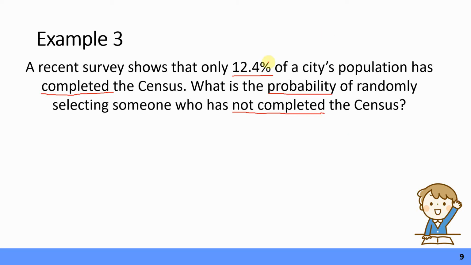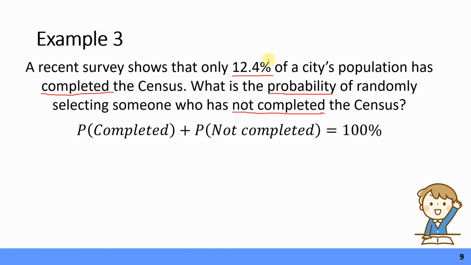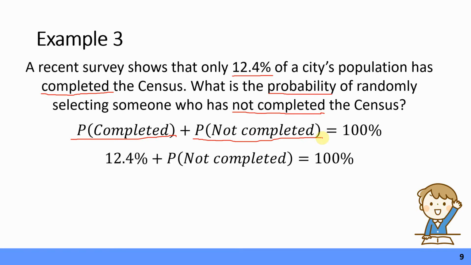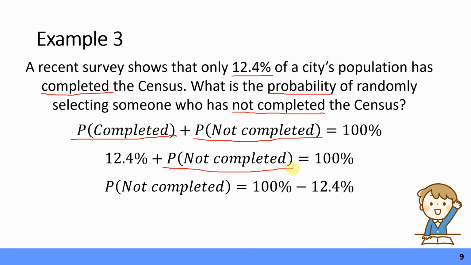So again, as soon as you see a percent, you know we're going to be using the formula with the percent sign. So the probability that someone has completed the census plus the probability that someone has not completed the census has to add up to 100%. Again, because that's the idea of probability, they always add up to 100. So in the problem, they're giving us the probability that someone has completed, which is 12.4. How do I find the missing one? Same thing we did earlier, we just subtract. So to find the probability that someone has not completed the census would simply be 100 minus 12.4, which gives us 87.6. All right, so again, same thing as the last problem, but one was in decimal, one was in percent.